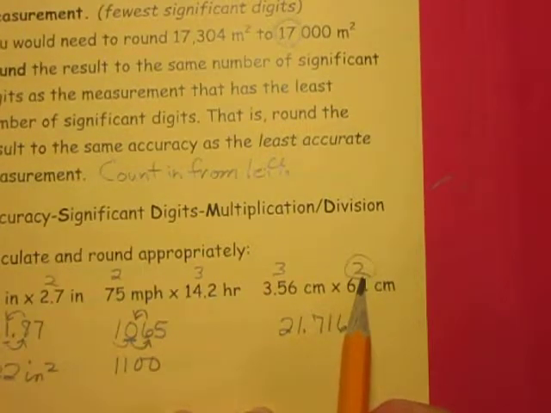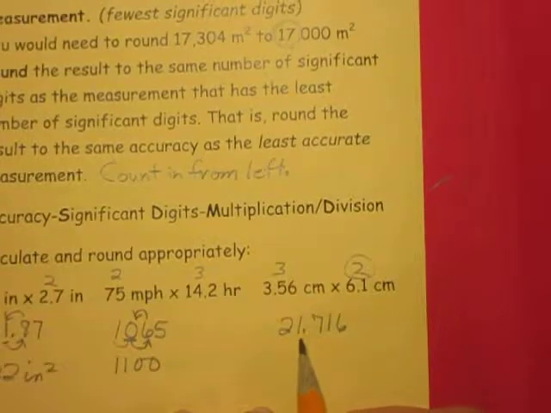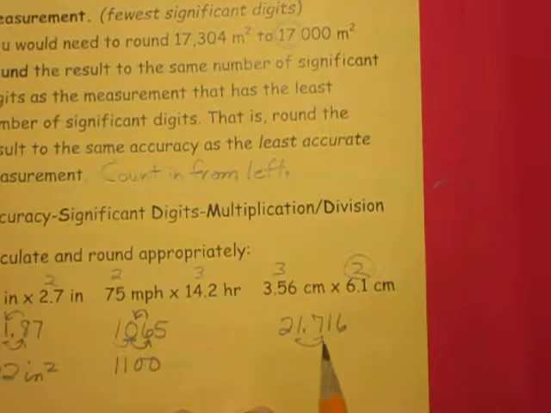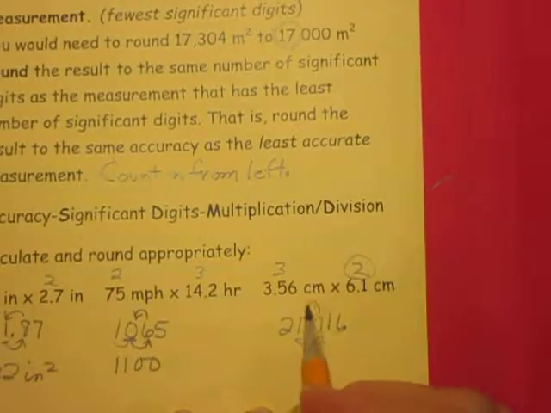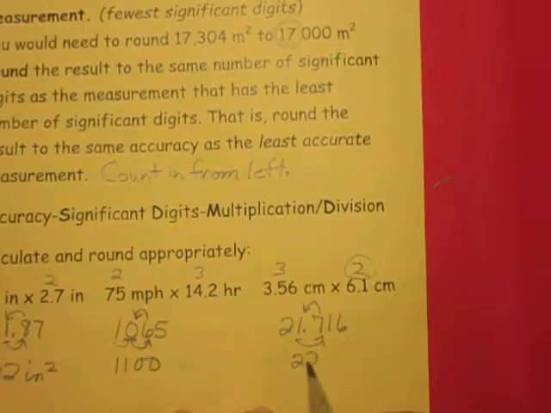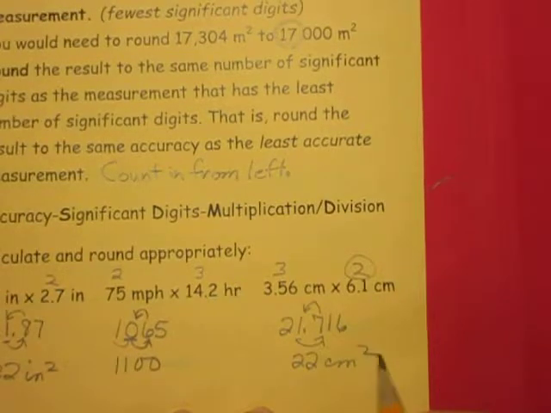So we are going to round to two significant digits, counting in. We're going to look at this. We're 2 digits in. We look immediately to the right. This is greater than 5, so we come back here and round this to 22. And this would be centimeters squared.